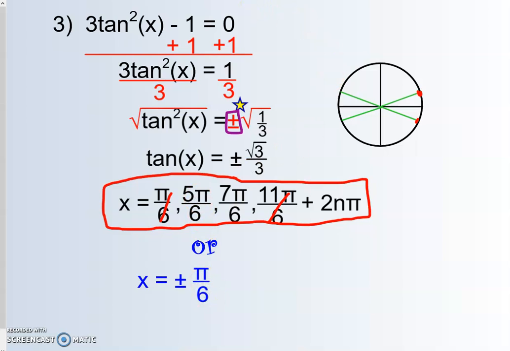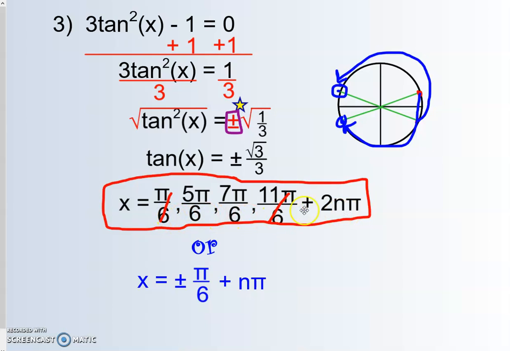Now what do you do about these points over here? What about this point and that point? Well, what I want you to notice about this point here is that it is a polar opposite of negative pi over 6. And this point here is a polar opposite of positive pi over 6. It's a full semicircle rotation. Now we know 2n pi is an entire rotation. So what's a semicircle rotation? N pi.